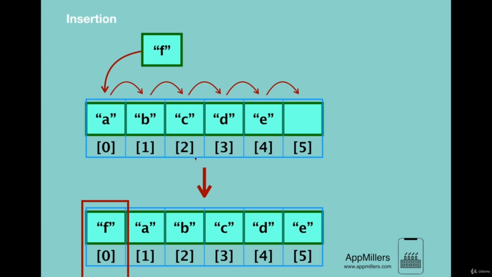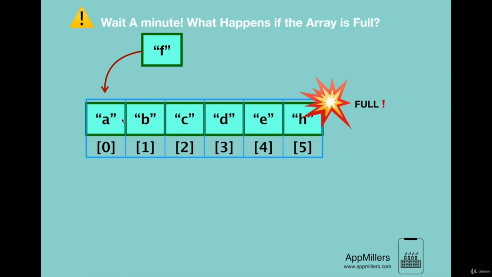Okay, now here you might have an interesting question. What happens if the array is full? How do we insert an element in the beginning of the array? We want to insert this element here, and we see that there is no place at the end, so we cannot move all elements to the right side. So what will happen in this case?